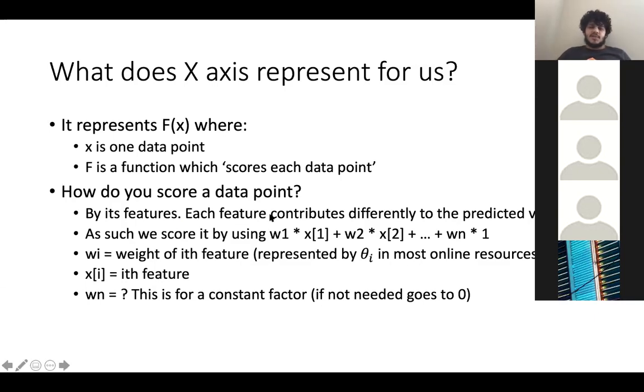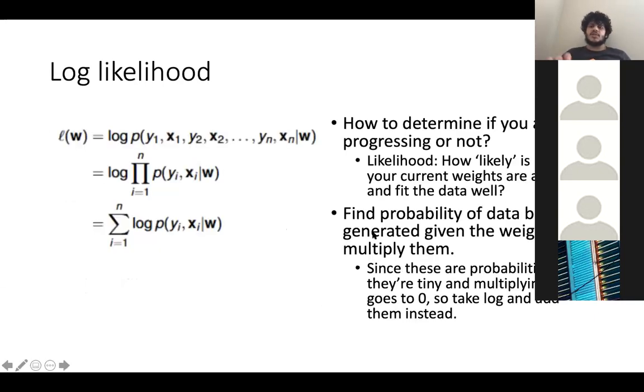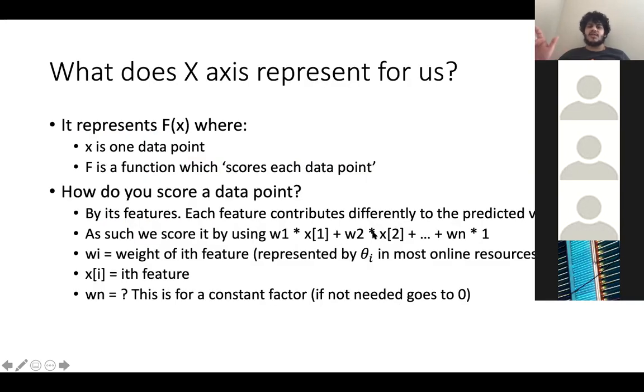So xi represents the ith feature. Lowercase x represents your data point. Uppercase x represents the matrix, the data set. Now, the last value that you have is wn times 1. It's not multiplied by any feature. It's just a constant offset. If you look at any line, y is equal to mx plus c, right? You have m, which is the slope, the weight of the x, and c, which is a constant intercept. You generally use that just in case you're slightly off or something.